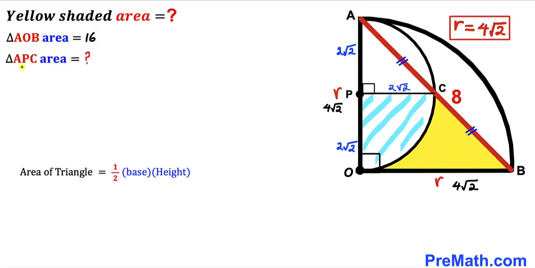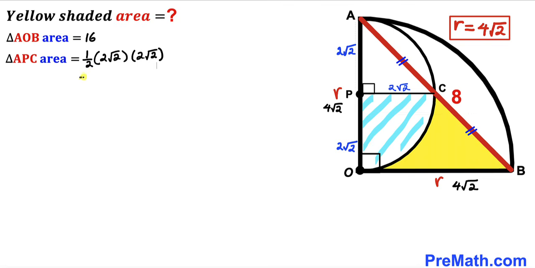And now we are going to calculate the area of the other triangle APC, using the very same area of a triangle formula. In our case, the base of this triangle is 2 times square root of 2, and the height is 2 times square root of 2 as well. So the area of this triangle APC is going to be a half times 2 times square root of 2 times likewise 2 times square root of 2. If we simplify everything on the right hand side, this turns out to be 4 square units.